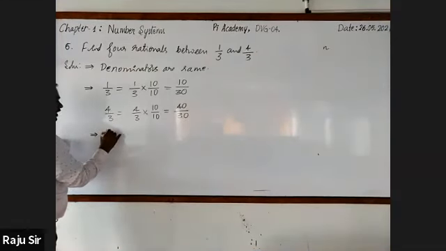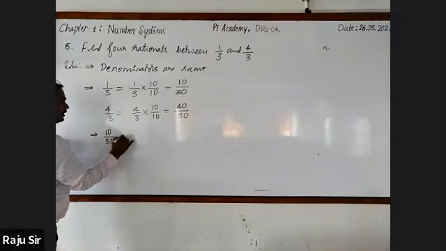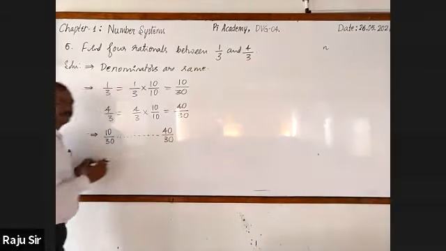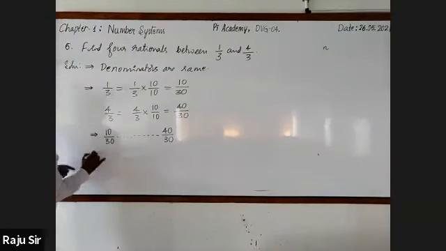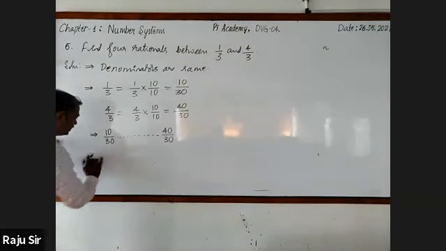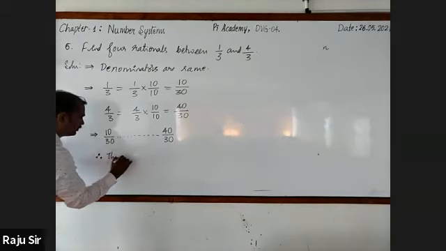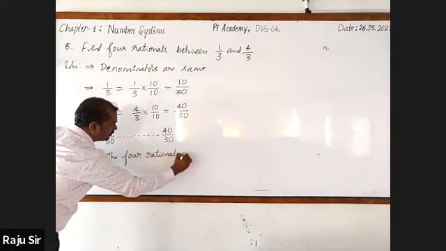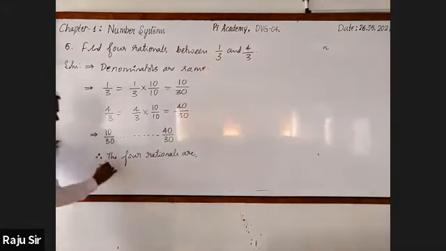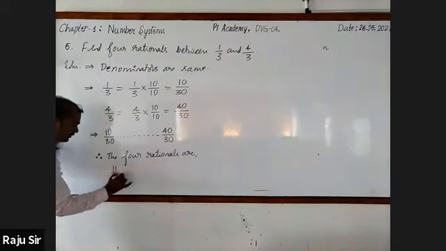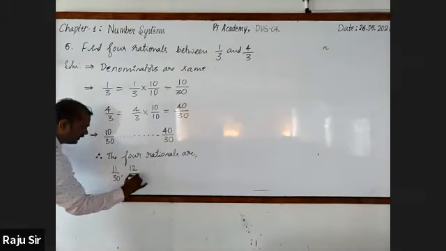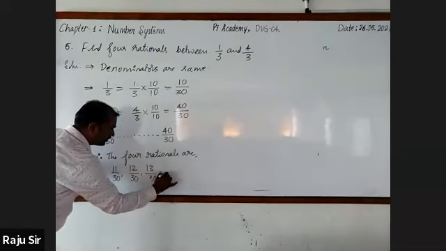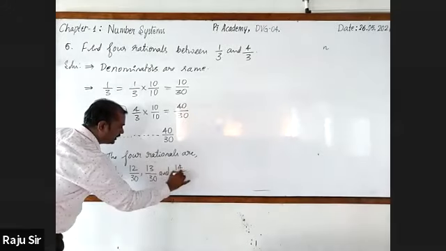Now, we have 10 by 30 and many numbers are there, and the last number is 40 by 30. Between these two, we should write only 4 rationals. Therefore, the 4 rationals are 11 by 30, 12 by 30, 13 by 30, and 14 by 30.